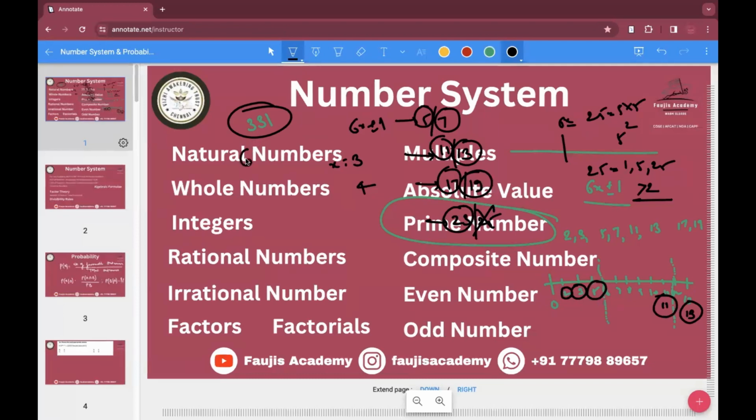Let's try to evaluate it. Let's try to write it in the form of 6x plus or minus 1. The floor is open to all, and I want to know what value of x we should plug in over here. The floor is open to all.